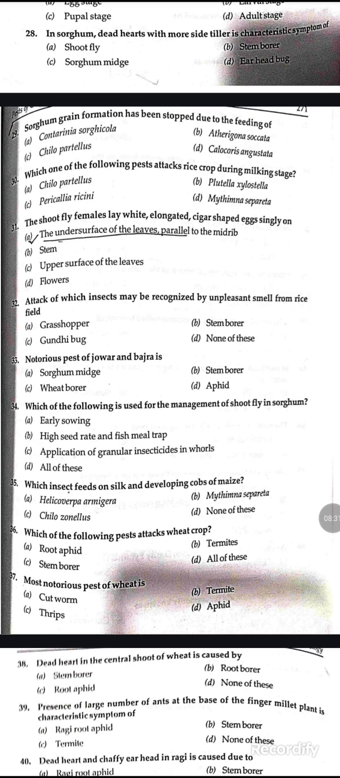36, which is the pest that attacks the wheat crop? It is A, B and C, so D, all of the above. Root aphid also attacks the wheat crop, termite also, stem borer also.